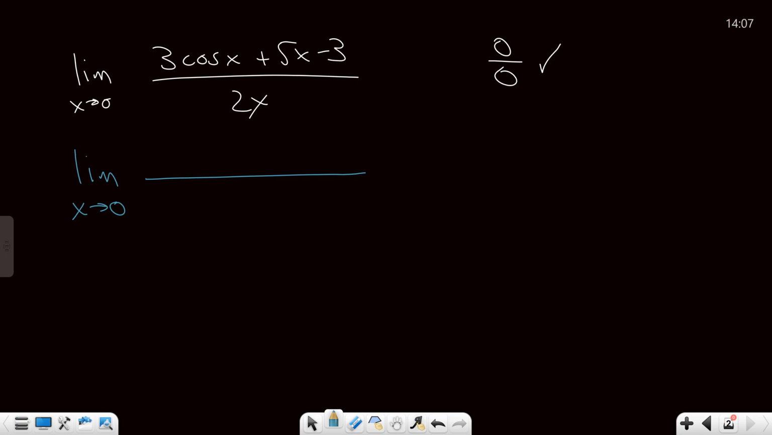Dimitri, what's the derivative of the numerator, please? Negative 3 sine x plus 5. How do you do? Dimitri, what's the derivative of the denominator? 2. Well done. Let's give it up for Dimitri. Plug and chug. What do you get? 5/2. 5 over 2. Done.